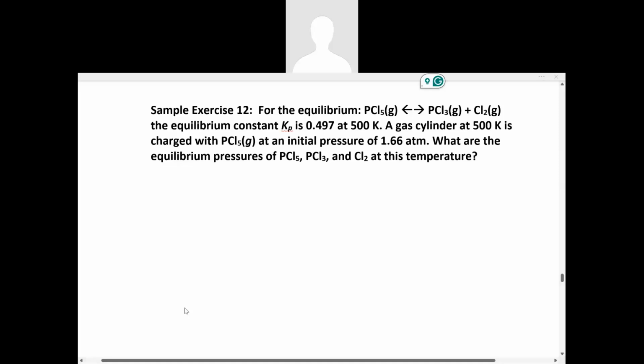In this video, we'll take a look at sample exercise 12 from our chapter 15 chemical equilibrium worksheet. In this example, we're going to have to use what's called the quadratic formula to solve for our equilibrium concentration. So we'll come back to this when we get there, but let's take a look at what we're given in this problem.